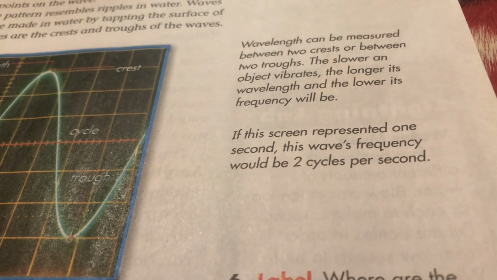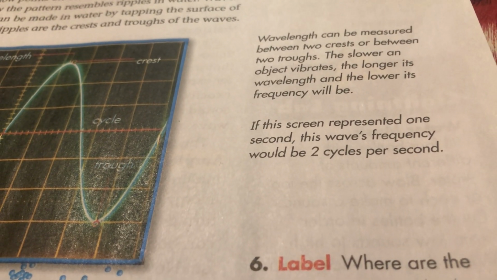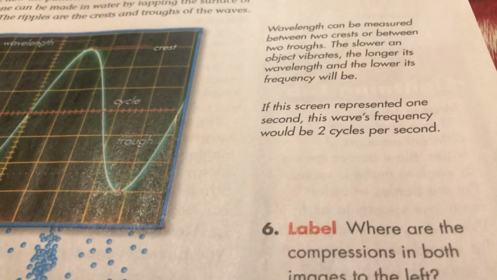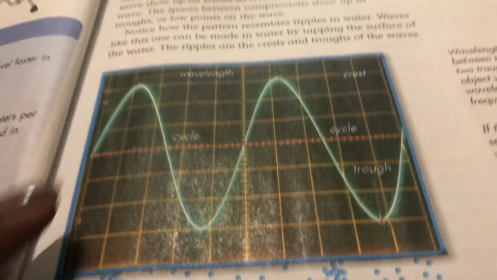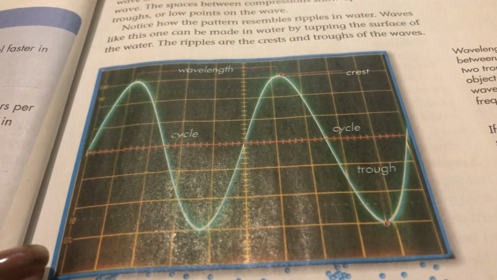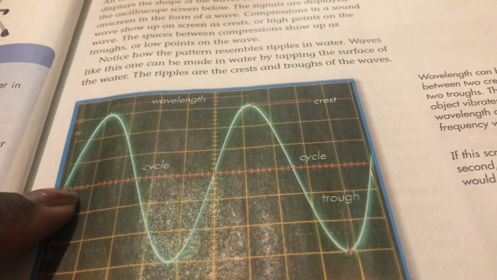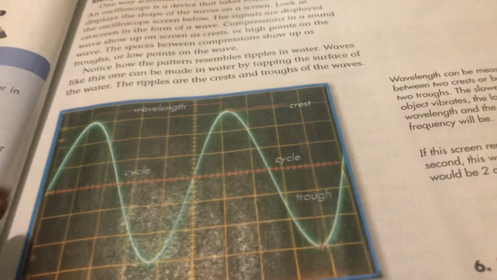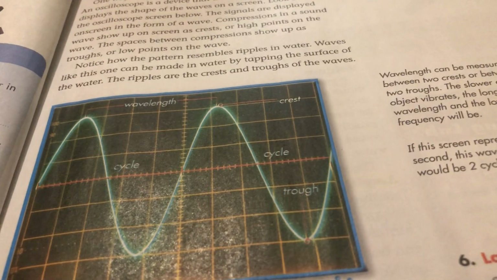If this screen represented 1 second, this wave's frequency would be 2 cycles per second. So, the cycles. Oh, 1 cycle. So it'd be 1, 2.